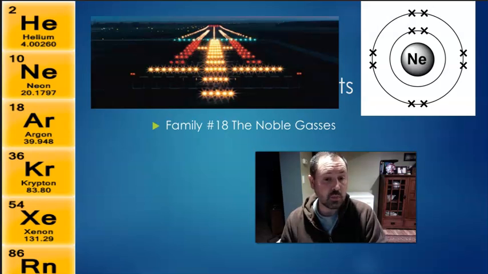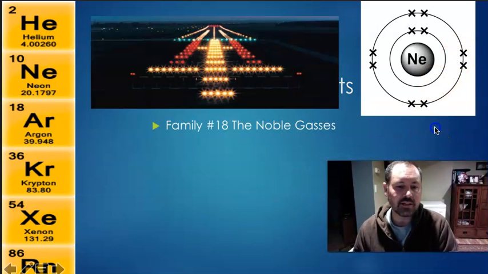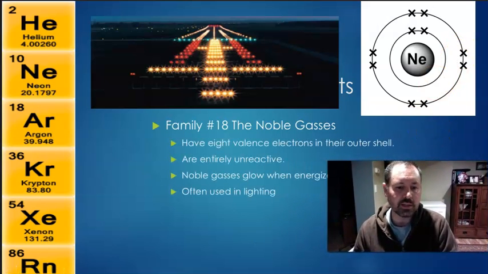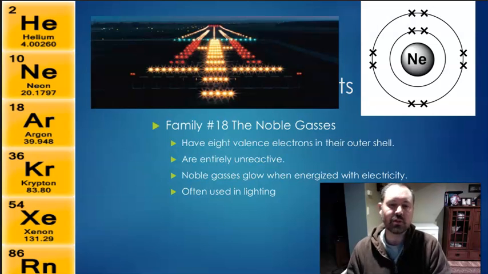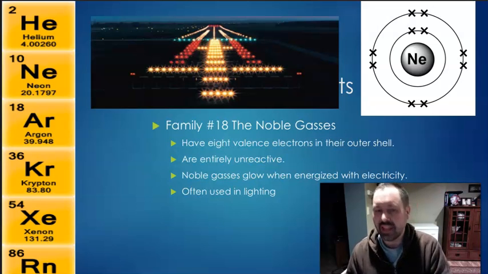Now on to the noble gases. The noble gases, take a look at their outer ring here. They have 1, 2, 3, 4, 5, 6, 7, 8. They have 8 valence electrons. Why is that a big deal? When you've got 8 valence electrons, you do not need to bond with anything else. You just don't need to. There's no reason to bond.